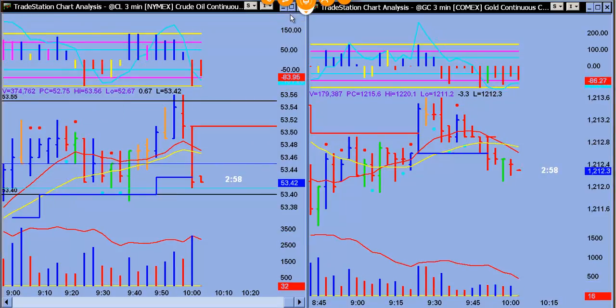Almost out here, I'll do it this way. Come on. Okay, it doesn't want to enlarge.